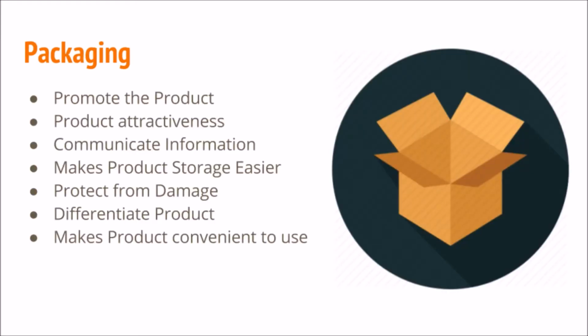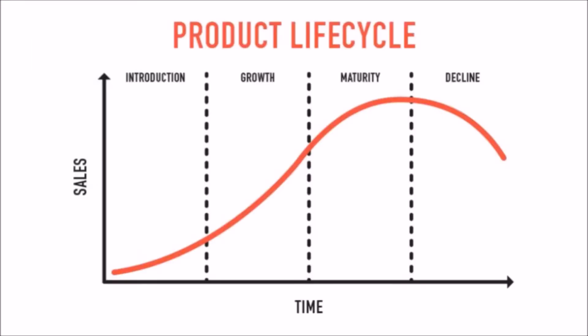Packaging is sometimes referred to as the 5th P after product, price, promotion, and place. The main function of it is to firstly promote the product, differentiate the product, protect the product from damage, communicate information written on the package, make the product convenient to use, and make the product easy to store and display. Packaging can be extremely important in the purchase decision.